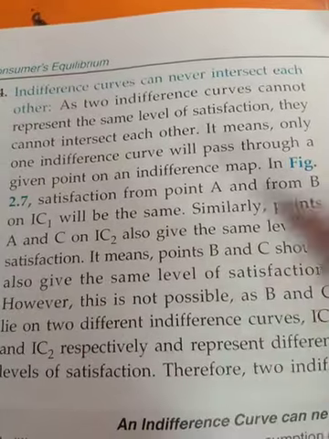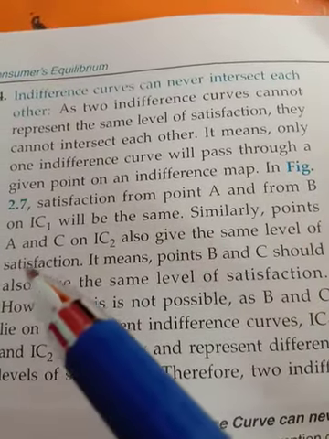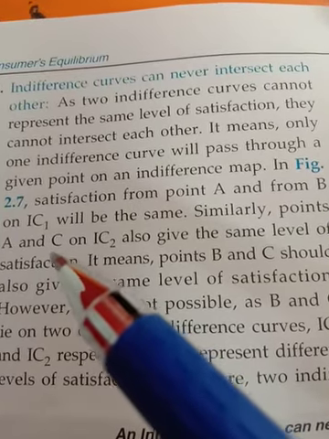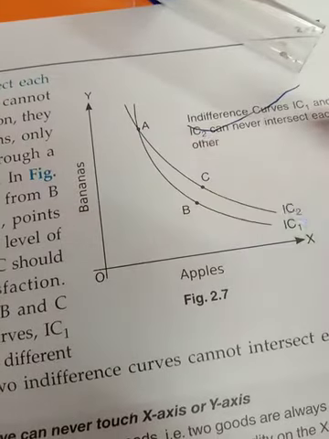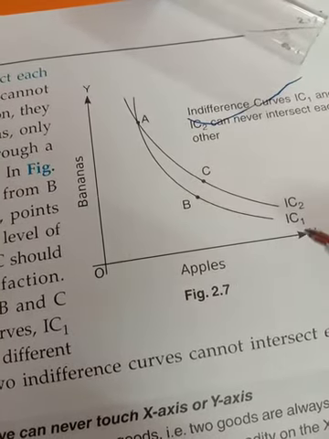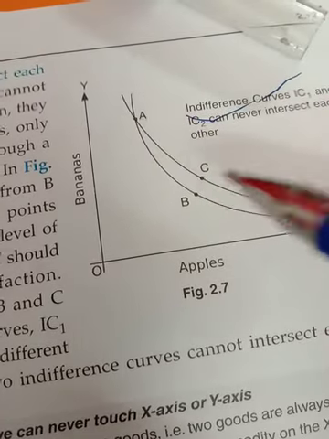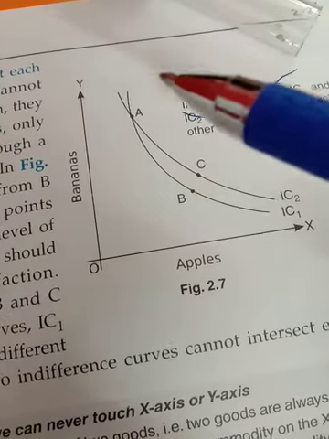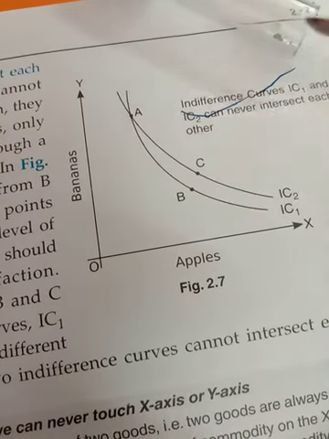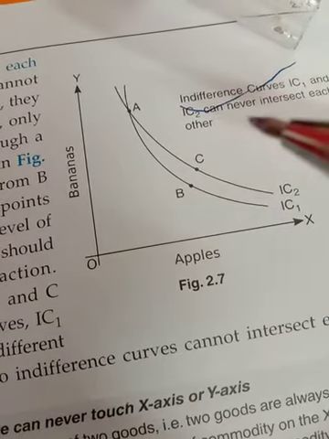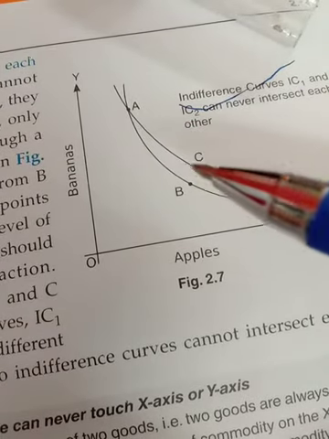Similarly, points A and C are on IC2, and points A and B are on IC1, with A as a common point. That means A has the same level of satisfaction on IC1 and IC2 both. And it has been said that all the points on the same indifference curve give the same level of satisfaction.